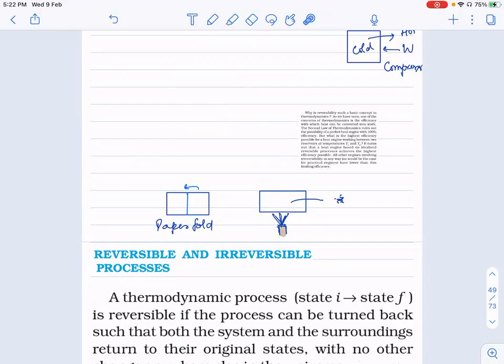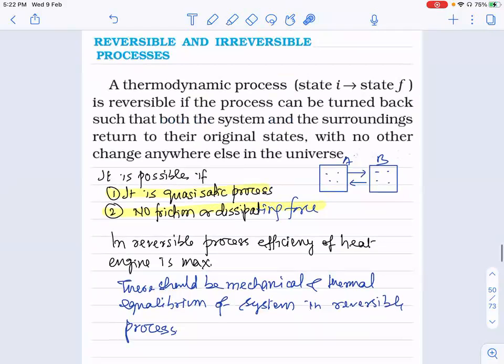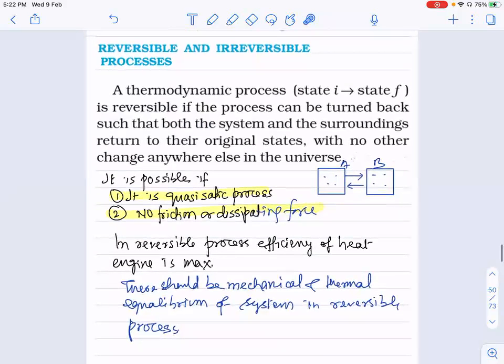The object coming down, hitting the ground, producing sound and heat. If we give the heat and sound, will it go back to the initial state? No, it is irreversible. It is not possible. So examples like this are given in the textbook, you can just go through. But the condition for reversibility as far as a thermodynamic process is concerned, we should have these two conditions.